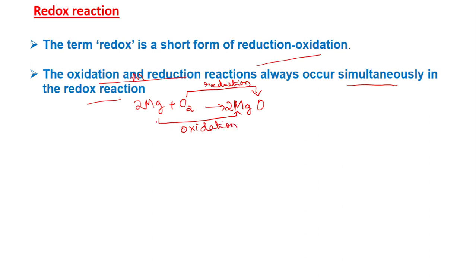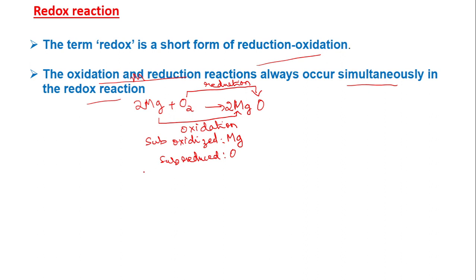Now which is the substance oxidized here? Substance oxidized is magnesium. Substance reduced is oxygen. Whenever you are asked about substance oxidized or substance reduced, you will always write the answer from the reactant side. Remember this. Now, next you have to learn about some more examples here.